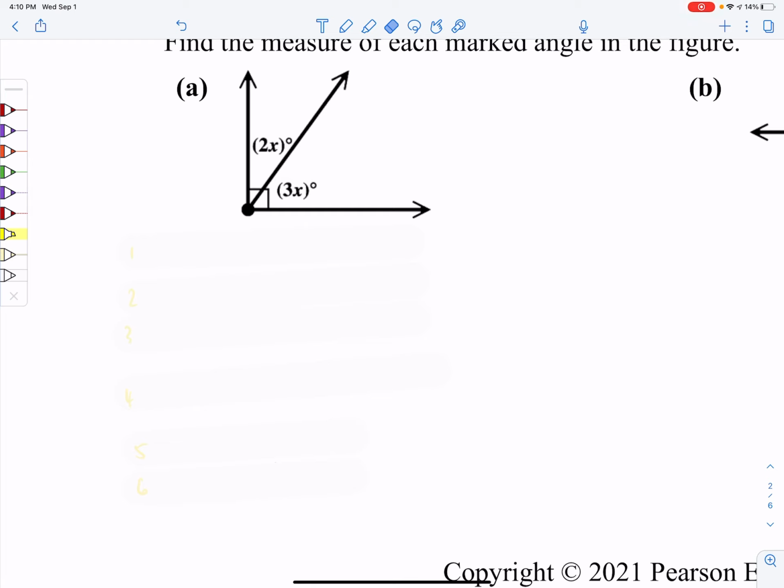Notice that my two angles are adding together to give me a right angle. So these two are complements of each other. And so the first thing that we're going to do is set up an equation. We'll take the small angle plus the big angle is equal to 90 degrees. Definition of complementary. Combine like terms, divide by 5, and you have that your x value is 18.